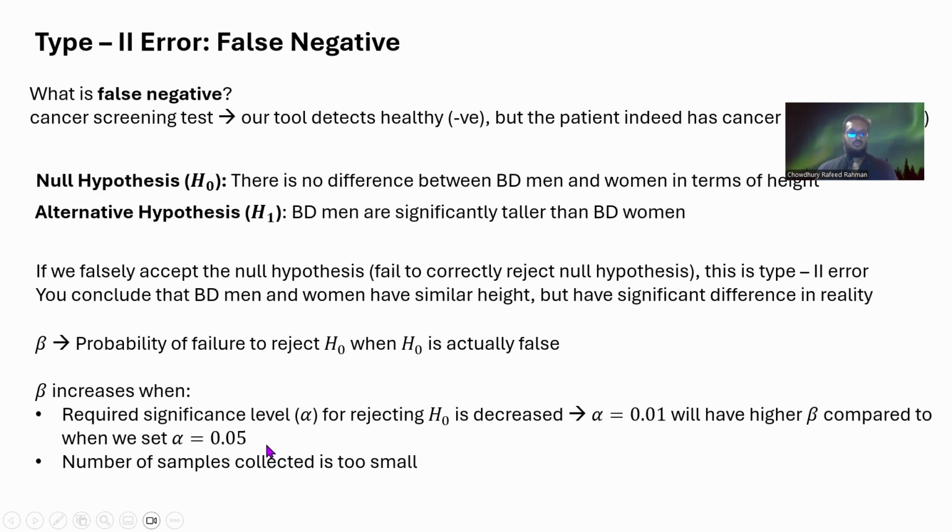Also, if your number of samples collected is too small, then it is going to be very hard for the statistical test to appropriately reject the null hypothesis, because these tests are sometimes very conservative. If you have only 5 BD men and 5 BD women to test against, then probably your null hypothesis will not be rejected, because there will be very limited statistical power to accept H1. So that is all about the first lecture. I hope that you now have an understanding of the hypothesis testing framework.